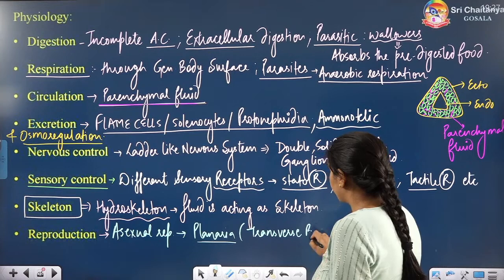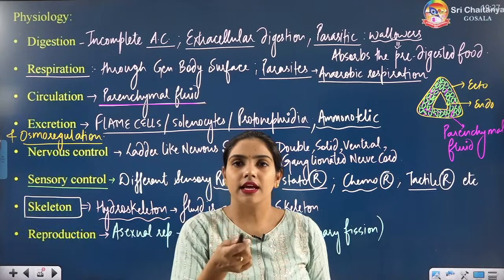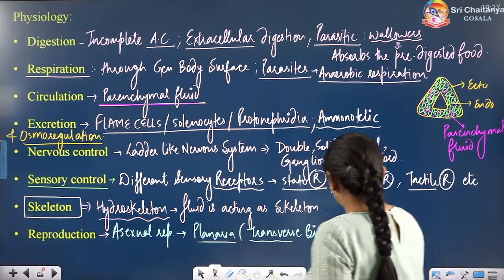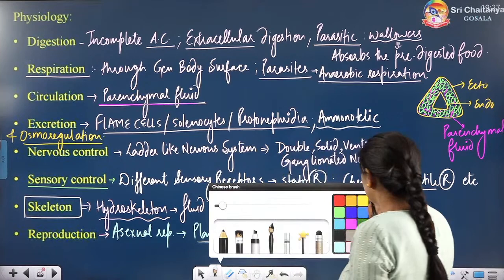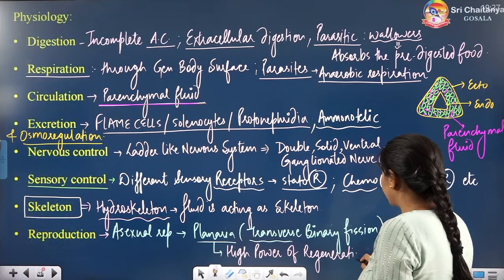Binary fission means it is splitting into two parts, and in this binary fission the plane of division is the transverse plane. If this is the worm, then this is the transverse plane, right? Then it also shows it has a high power of regeneration. This is also mentioned in NCERT and it is very, very important, right?